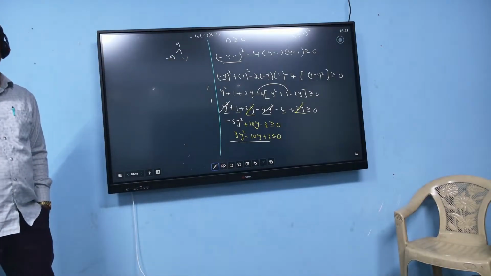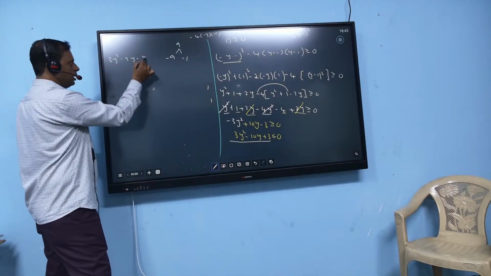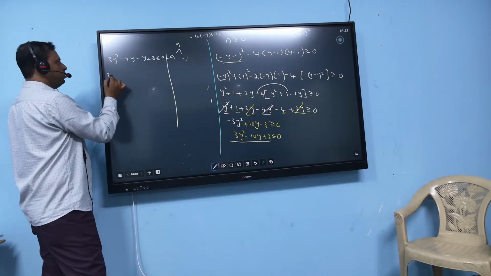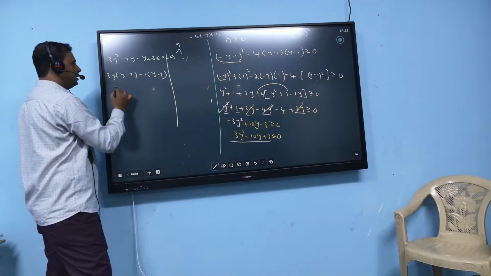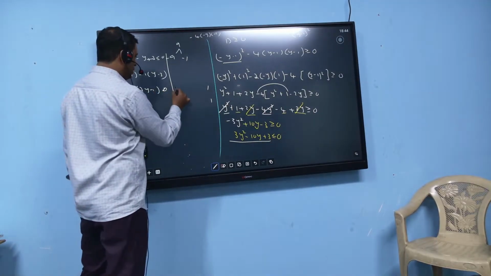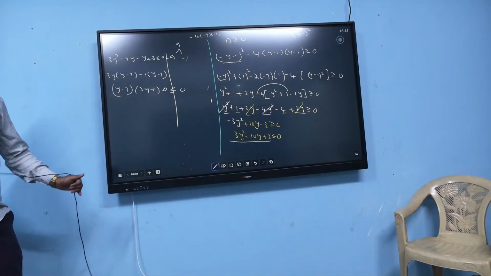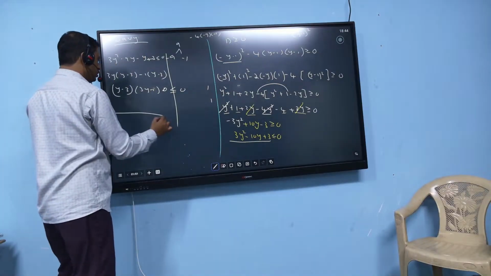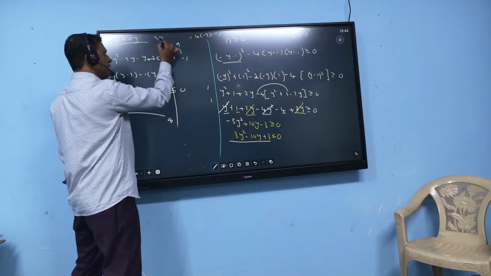Correct? 3y squared minus 9y minus y plus 3 less than or equal to 0. So take 3y common: (y minus 3), take minus 1 common: (y minus 3). Don't you know this from 10th standard? It is less than or equal to 0. Whenever factors come, which method do we use? Write down the wavy curve method. So it is very simple: minus infinity to plus infinity, (y minus 3)(3y minus 1) equal to 0. What is the value of y?